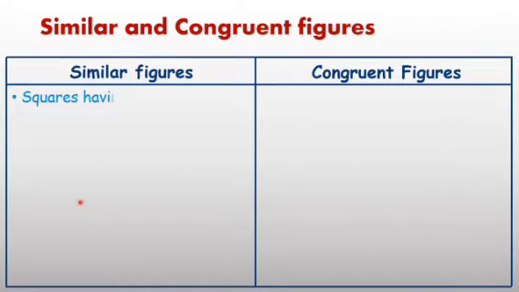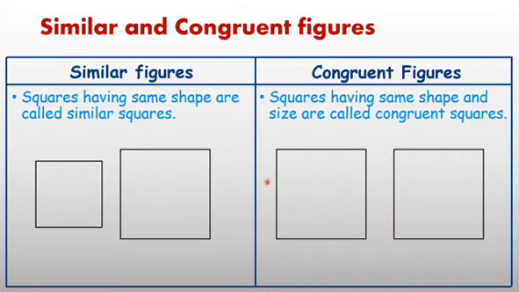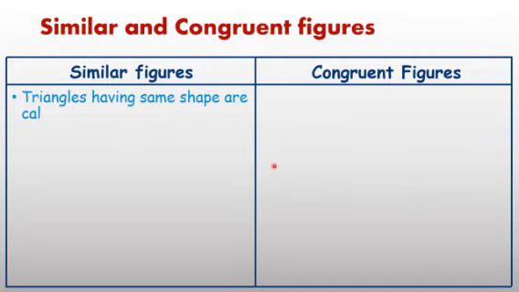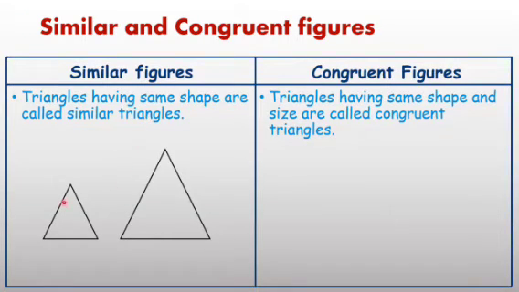Next example, squares. Squares are always known as similar, but they are congruent if their dimensions are the same. For triangles, triangles having the same shape are known as similar triangles. It implies two triangles are similar if their corresponding angles are equal and sides are in the same ratio. Corresponding sides are in the same proportion.